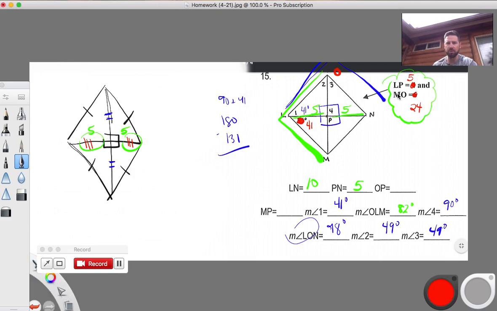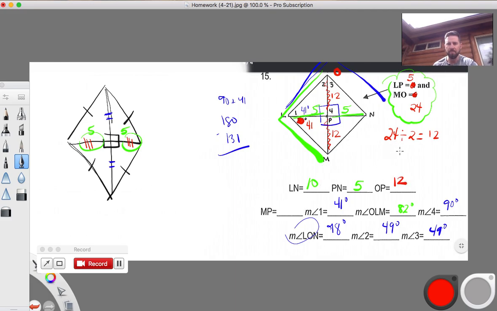We said MO is 24. From M all the way to O up here is 24. Well, can't we do 24 divided by 2 and get these little pieces? Right? This piece here is 12 from here to here, and this piece here is 12 from here to here. Okay, so let's see what they're asking now. They want from O to P. Well, from O to P is 12.